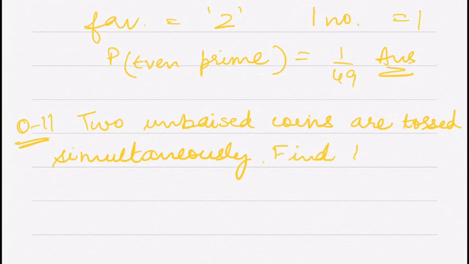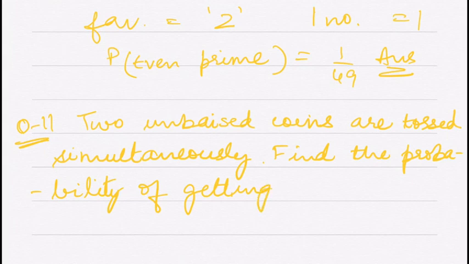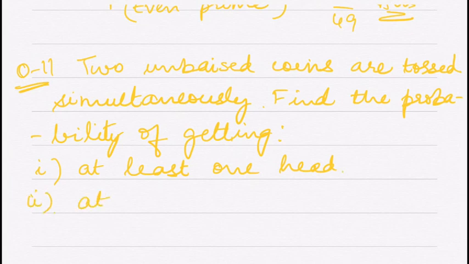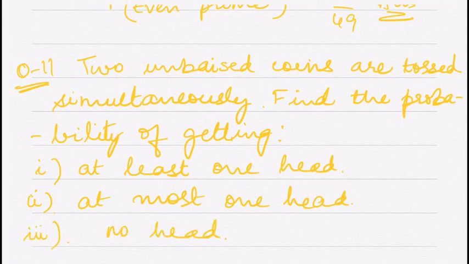Okay, find the probability of getting... So now it has a few parts. My first part is at least one head. Second part says at most one head. Good question. Your concept of at least and at most should be clear when we are doing this question. And then third is no head.